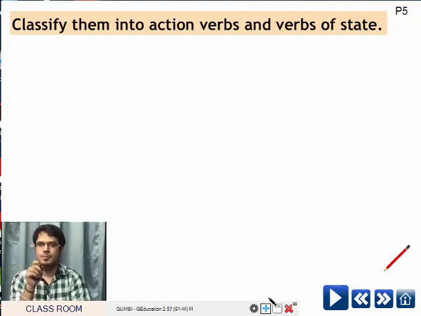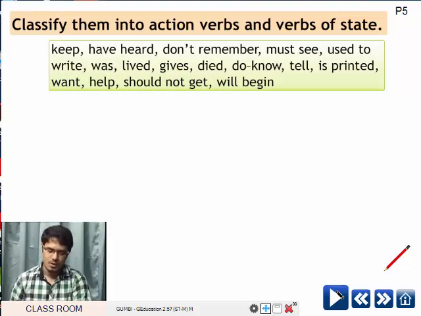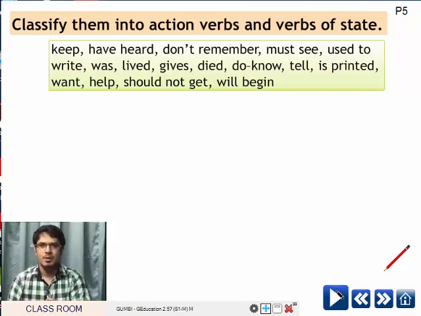There is an exercise for you. Classify the verbs into verbs of state and verbs of action. I'll read the words. First, keep, I have heard, don't remember, must see, used to write, was, lived, gives, died, do know, tell, is printed, want, help, should not get, will begin.